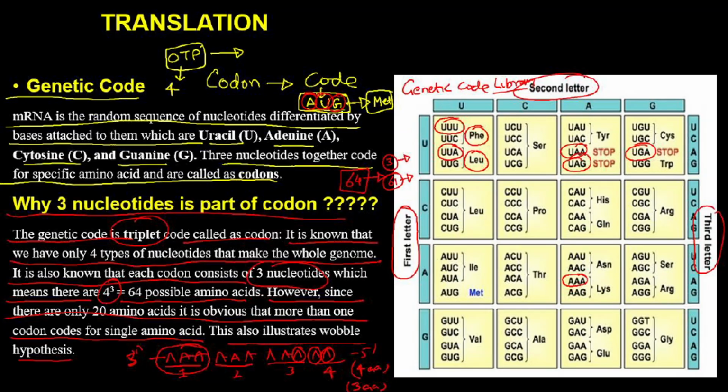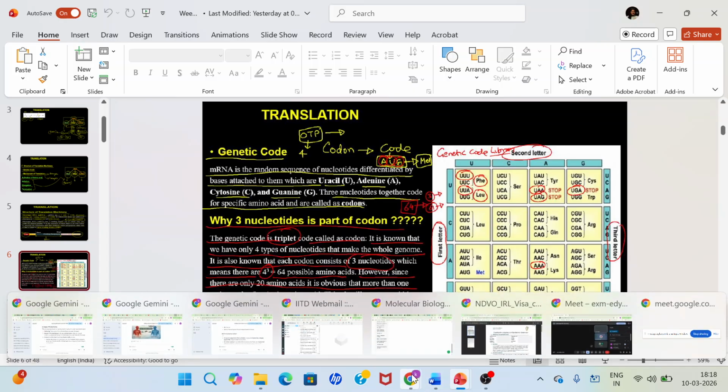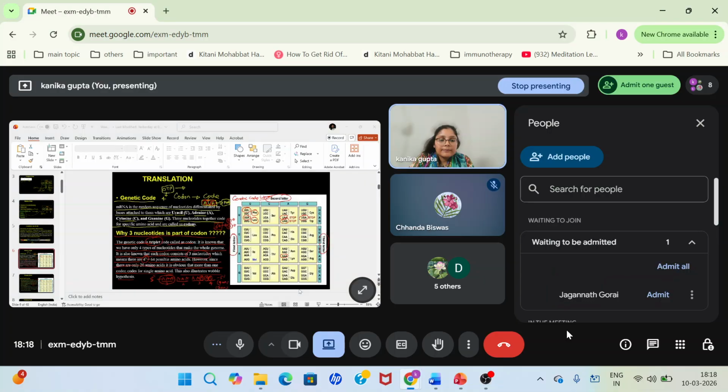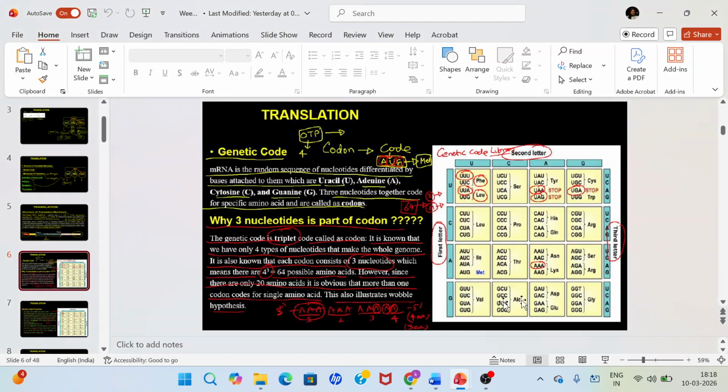It is known that we have only four types of nucleotides. We all know that. We have studied it when we were studying the structure of DNA. So we have only four types of nucleotides that make the whole genome. It is also known that each codon consists of three nucleotides, which means that there are 64 possible codons.